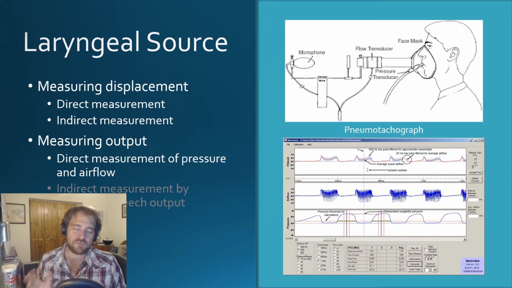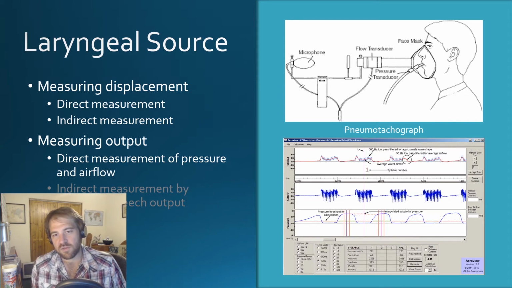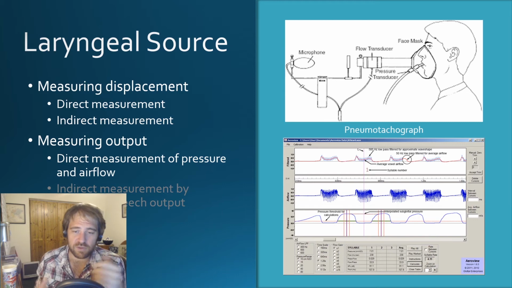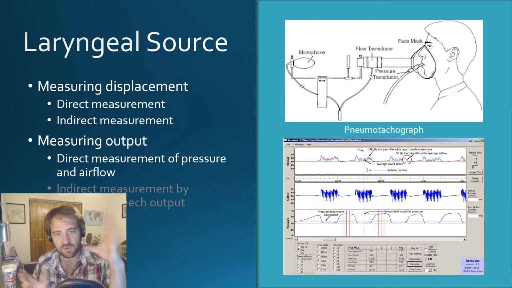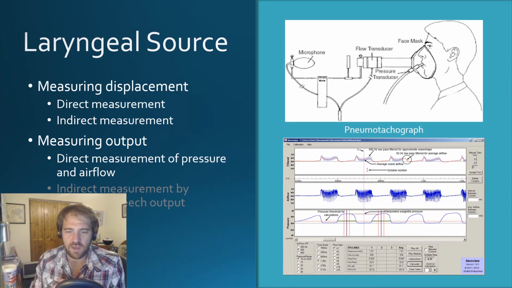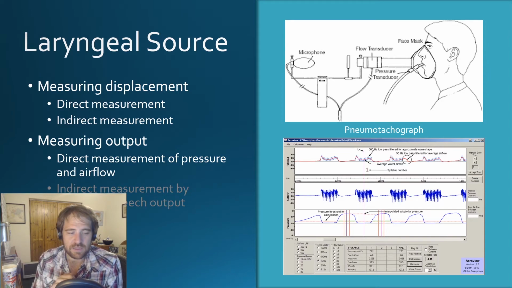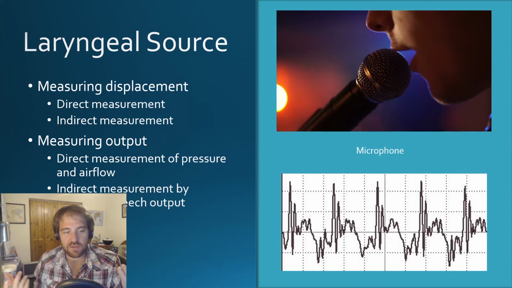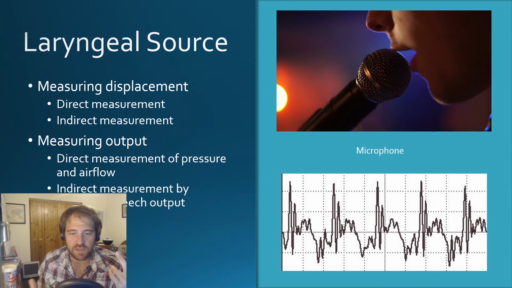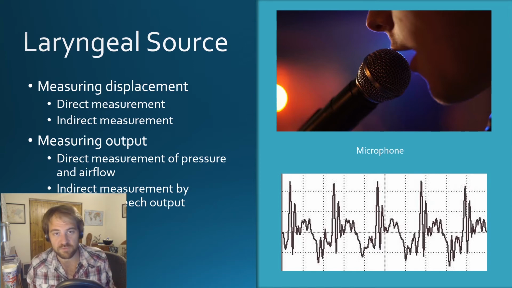But we don't have to just do that. We can measure the actual output. We can measure the pressure and airflow of the output. So we can use a pneumotachograph, like you sort of saw in that previous picture. This is what it looks like if you were a cartoon. But we can actually measure the different pressures and airflow coming out of a person. But we can also just use a microphone and actually look at the speech output. This is a really easy way to do it in a clinical setting. I mean, in a laboratory, we can use all of these different ways.